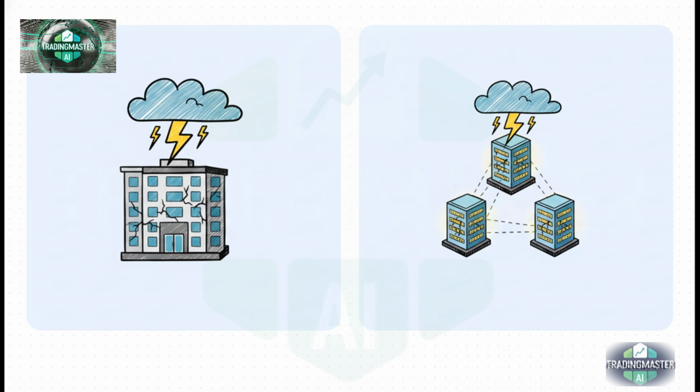Game over. A regional architecture, on the other hand, spreads your application across multiple zones within one region. It's definitely more complex and it costs more, but it's designed to survive a zone outage. For any serious production workload, this is the standard, no question.